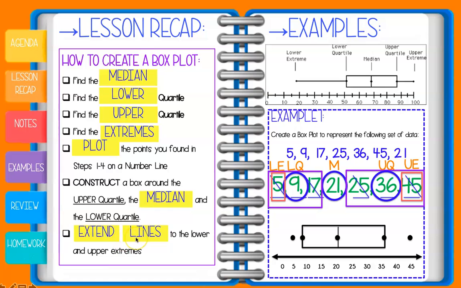Now we're going to extend lines, or some people call them whiskers, to the lower and upper extremes. So here's my line to the lower extreme, and here's my line to the upper extreme. And that's it, we've got it. We've got a box plot.